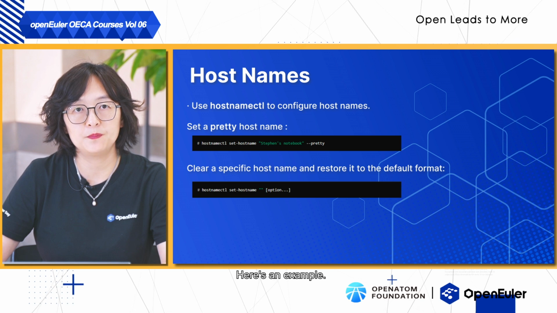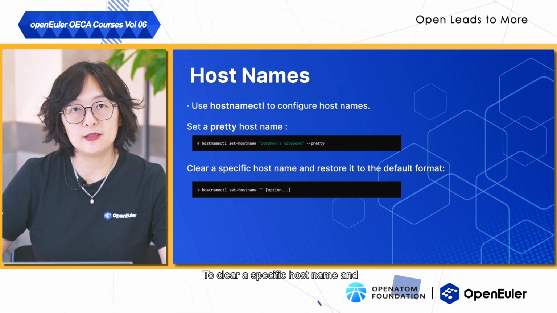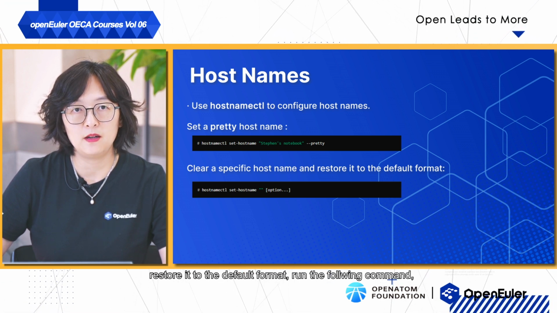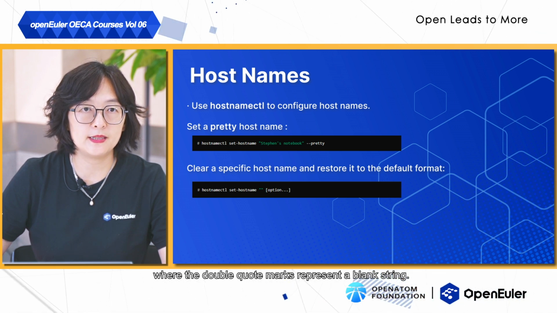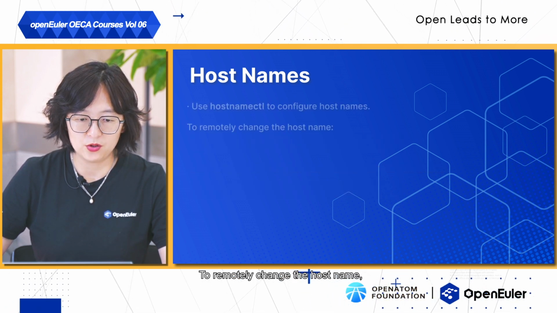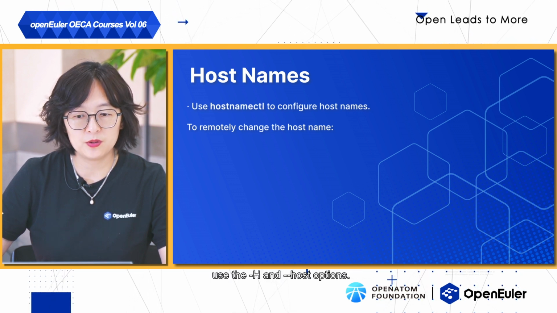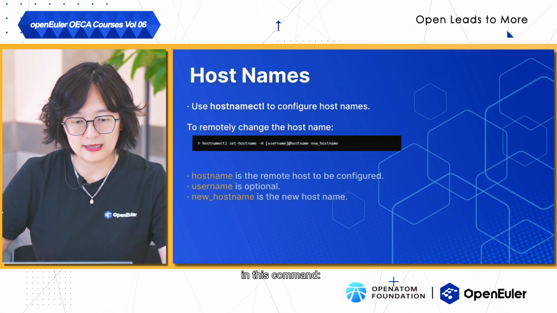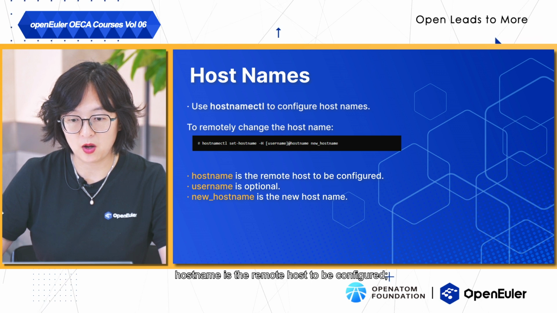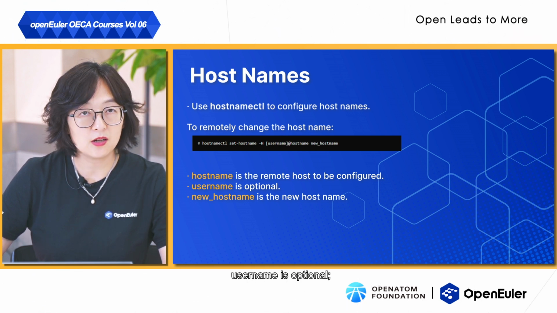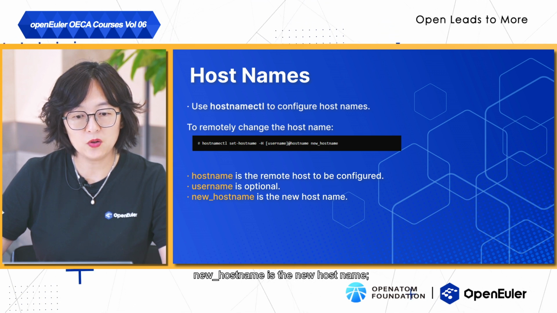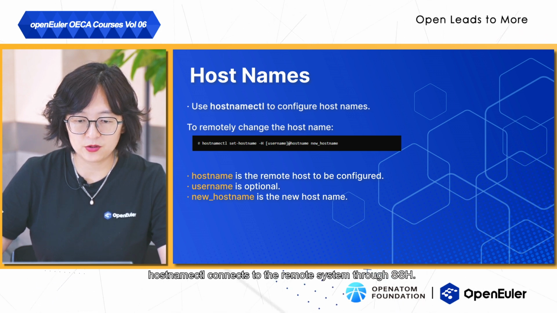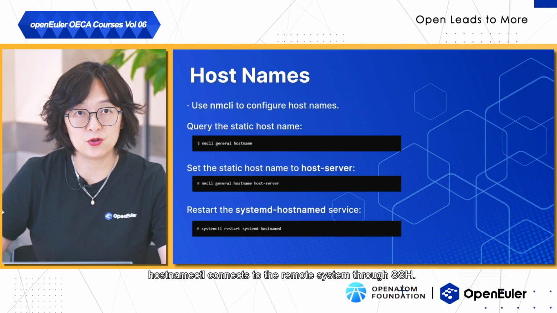To set a pretty host name, remember to use quotation marks if it contains spaces or a single quotation mark. Here is an example. To clear a specific host name and restore it to the default format, run the following command, where the double quote marks represent a blank string. To remotely change the host name, use the -H and host options. For example, in this command, hostname is the remote host to be configured. Username is optional, and new hostname is the new host name. Hostnamectl connects to the remote system through SSH.